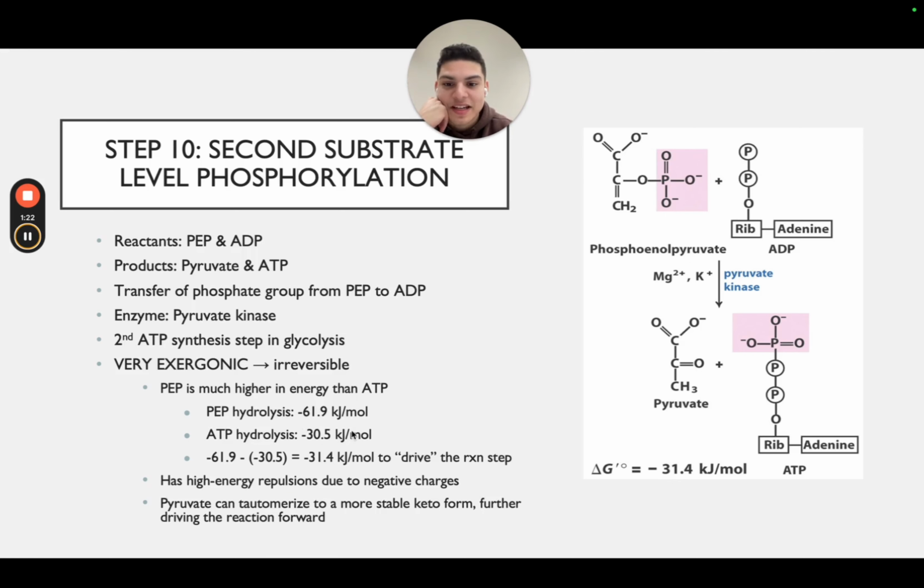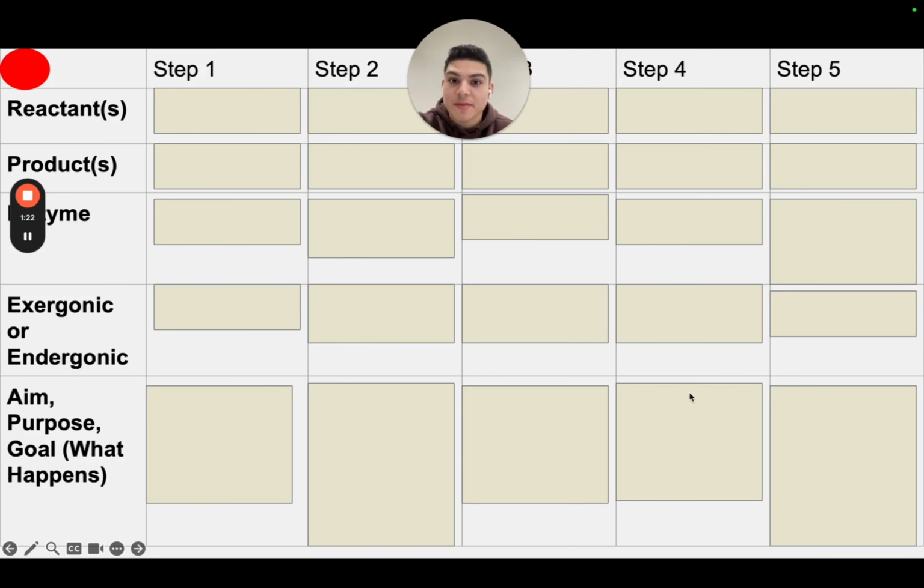And here's some info about the energetics. You don't need to necessarily memorize the numbers. You just need to know that PEP is much more energetic than ATP itself. And so it has high energy repulsion due to the negative charges, and pyruvate can tautomerize to form a more stable keto form, further driving the reaction forward. Again, we're forming a low concentration of products, and so this just drives the reaction even more forward.